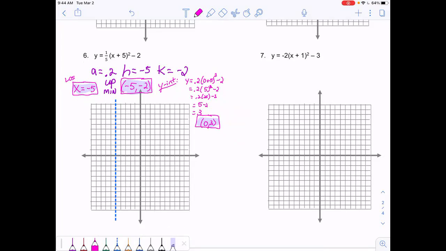Graph your vertex, which, as Jason told us, it's the min in this case. So -5, -2. Put a big old dot. 0, 3. Put a big old dot. Take a look in the mirror. Put a big old dot. Draw your parabola. That's it.